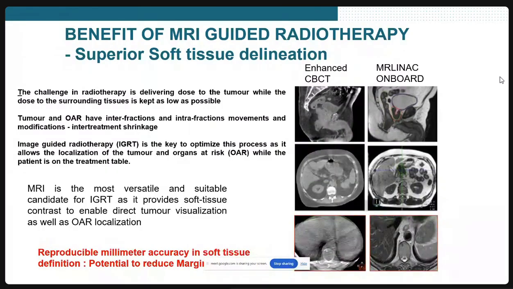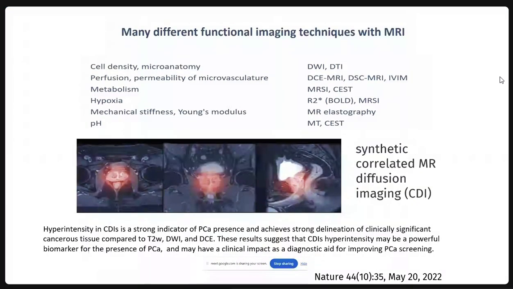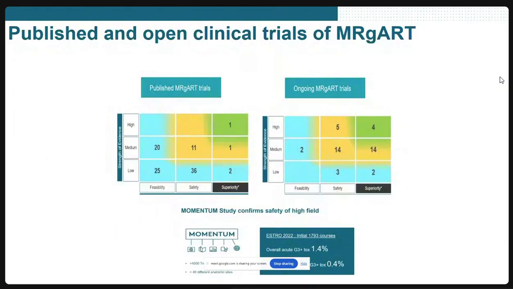Not only that, MR also gives another advantage, because you can do a lot of other things. You can look at cell density, microanatomy, perfusion study, permeability study. Also you can use diffusion weighted imaging and find out the areas where the tumors are hypoxic, where the tumors are less crowded, which really gives you a lot of opportunities to find out and study these tumors. And it also opens the door for biomarkers using MRI during the treatment. So that's also another area.